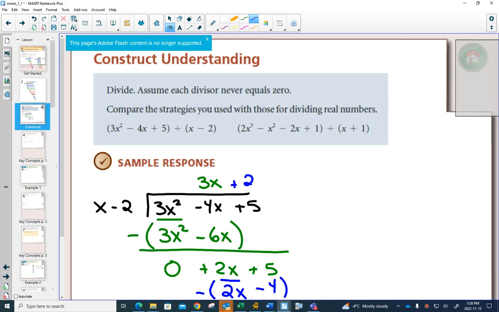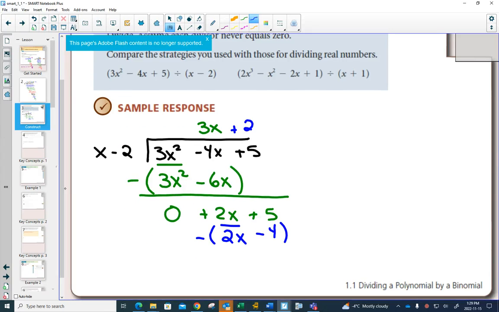Now, we didn't have to put brackets around our numbers because there wasn't a worry about subtracting more than one thing. But with algebra, we do. Of course, that's 0 and 5 minus a negative 4 is plus 9. That's your remainder.